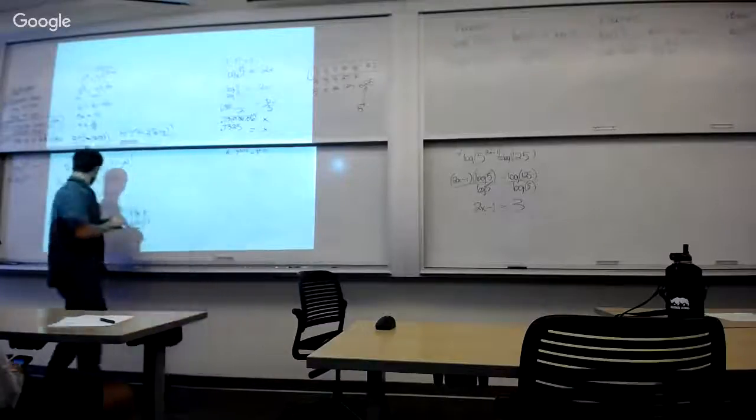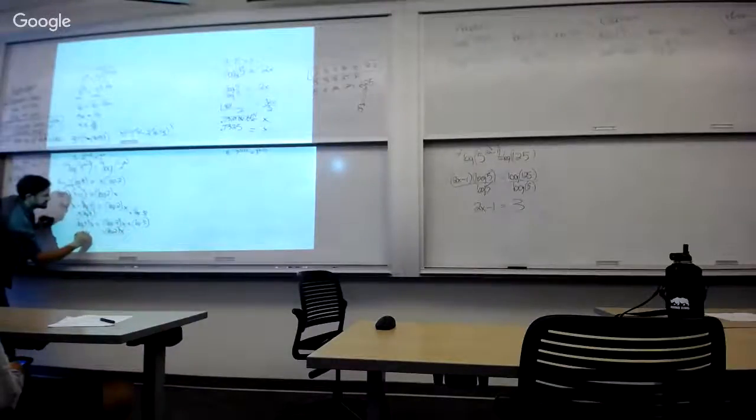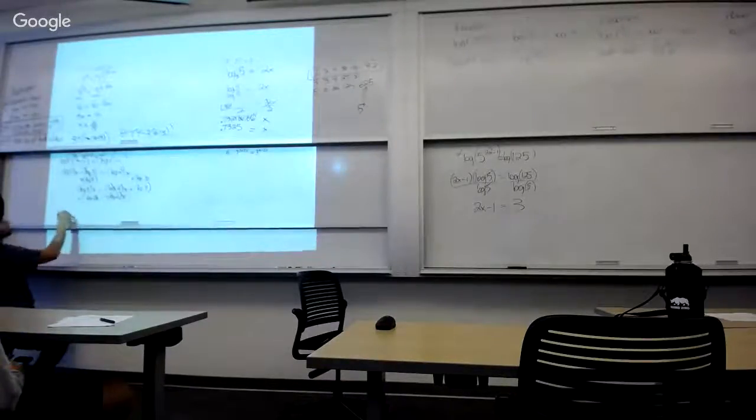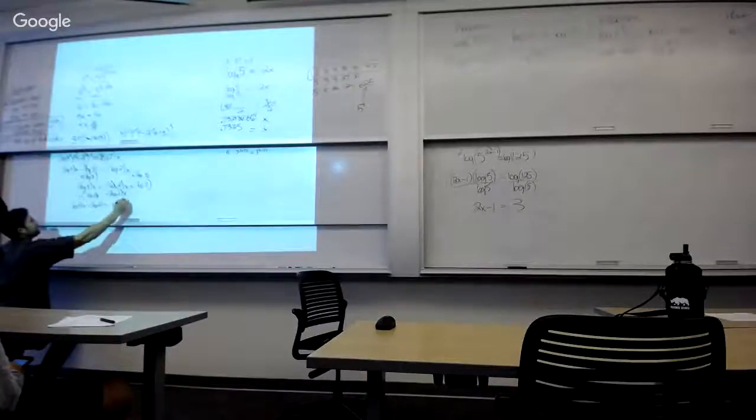Okay, so now moving our x terms to the left, minus (log 2)x on both sides. Now we have, I'm going to move this up so everyone can see, (log 3)x minus (log 2)x equals log 3.